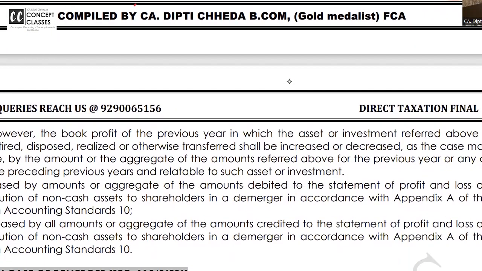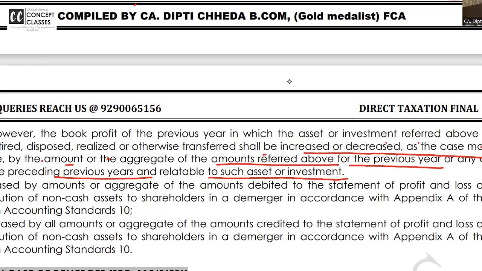Just keep patience. I'll read it again once more so that it's clear. Book profit of the previous year in which the asset or investment referred above is retired, disposed, or transferred shall be increased or decreased as the case may be. Aggregate of the amount referred above for the previous year or any preceding previous year and relatable to such asset or investment. Tell me, is it clear or not? Are you understanding? Small topics only we will do.